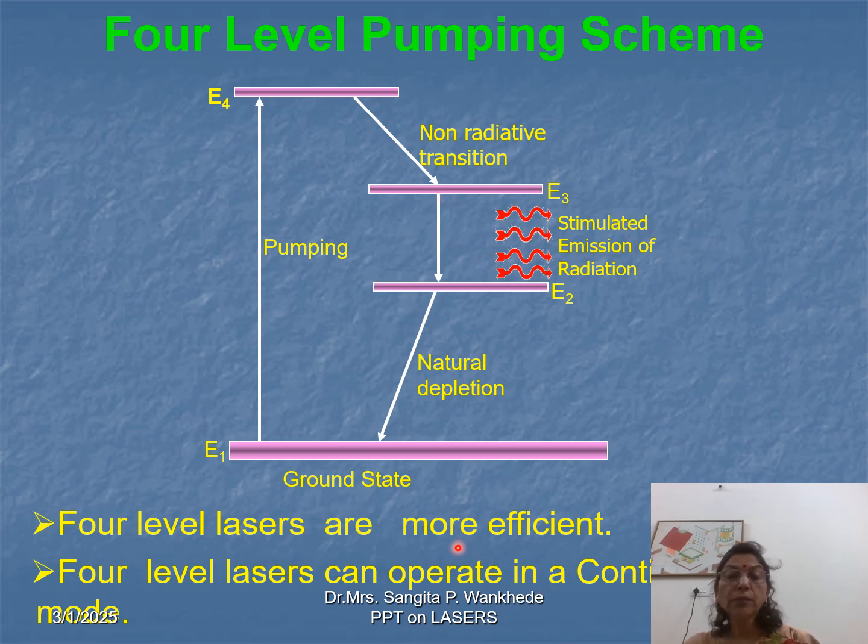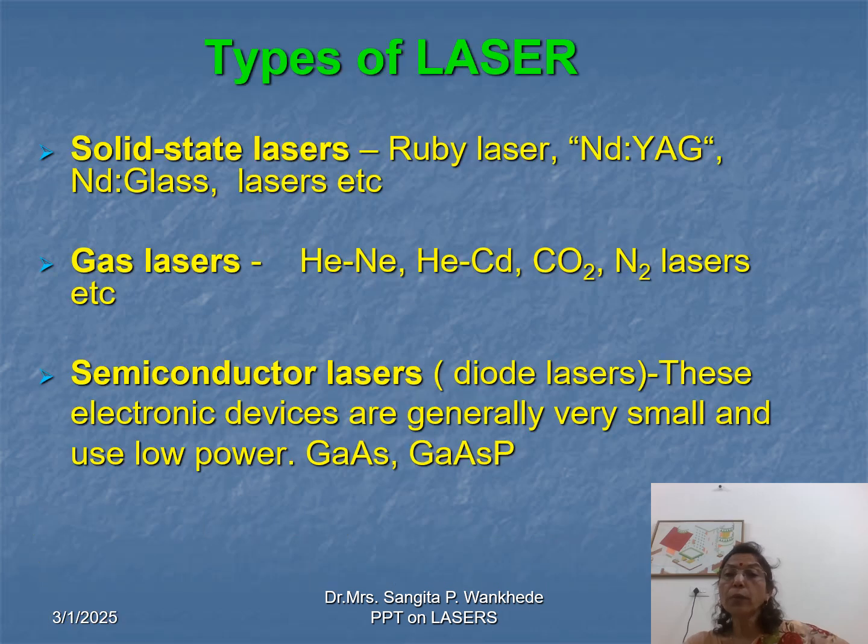So here very less pumping power is required to achieve population inversion, and the laser beam will come in the form of continuous wave mode. So that is the major advantage, and it is more efficient. Then we will see the types of laser.